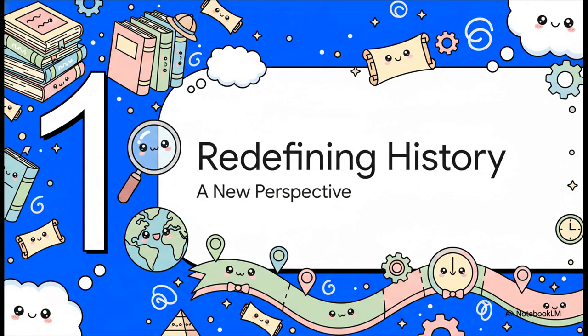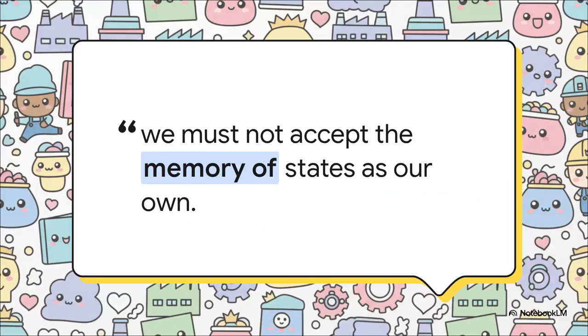Starting with Section 1, Redefining American History, a New Perspective. Zinn makes this really bold claim right off the bat. He argues that whenever national history is presented as this unified family story, it's actually concealing fierce, repressed conflicts of interest. The text states that nations just aren't inherently unified communities. And frankly, they never have been.